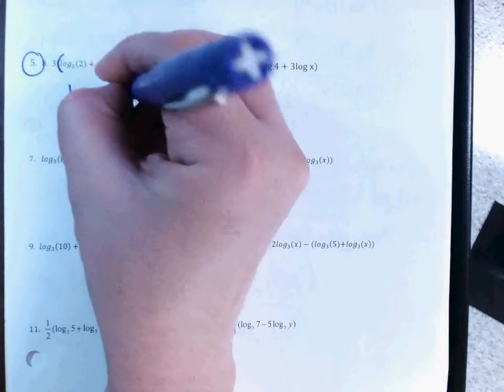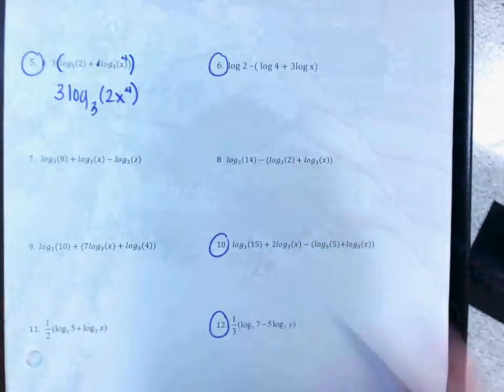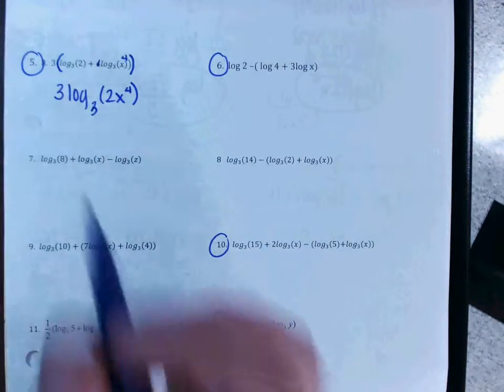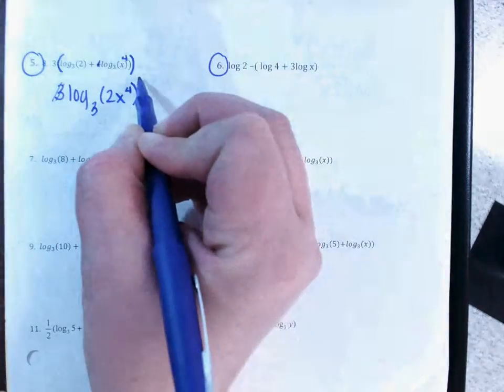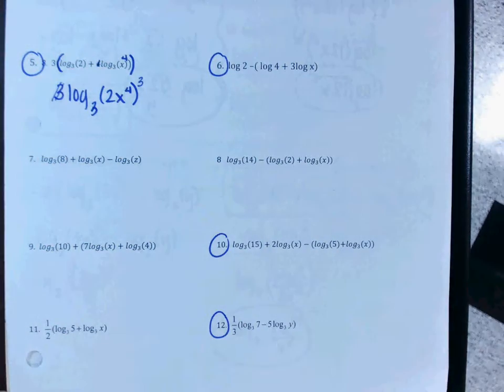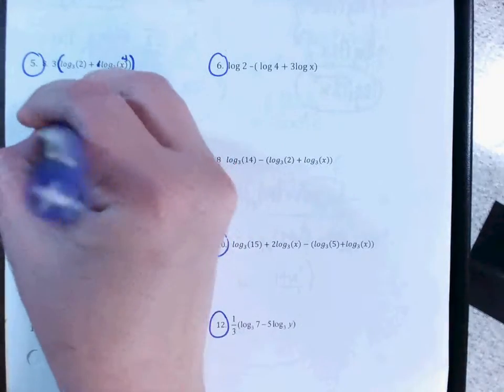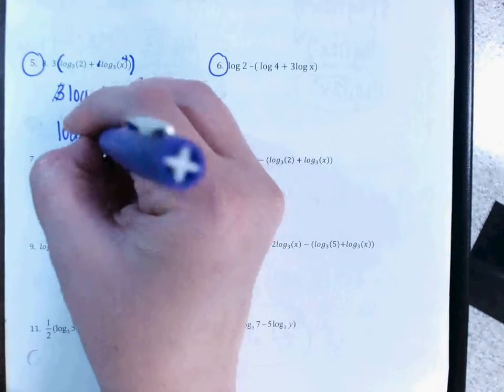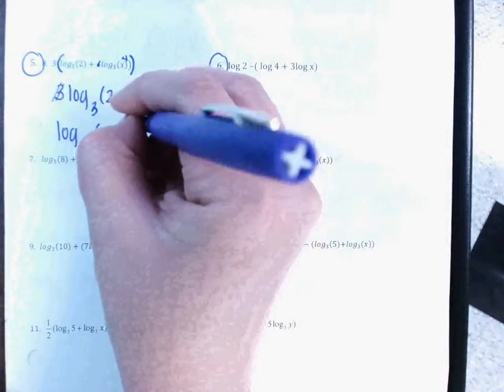2x to the 4. And then if I have that 3 in the front, then that 3 is going to move up to go right here. So be careful, you shouldn't have extra parentheses around the 2x. X to the 4 should be the only part that has the 4. So your final answer would be this, log little 3, 2x to the 4, up to the 3.